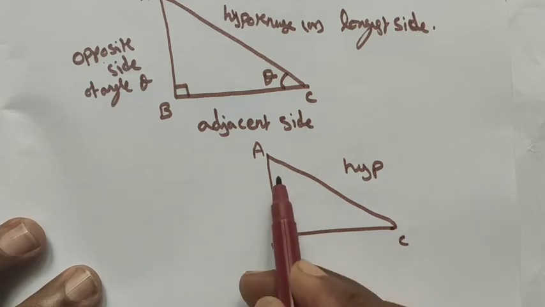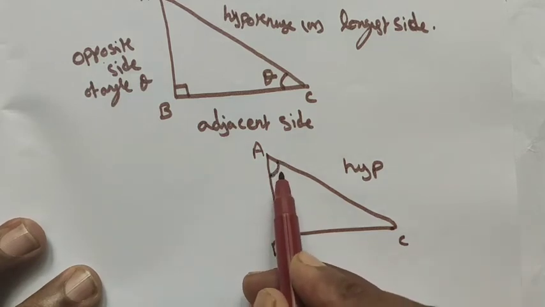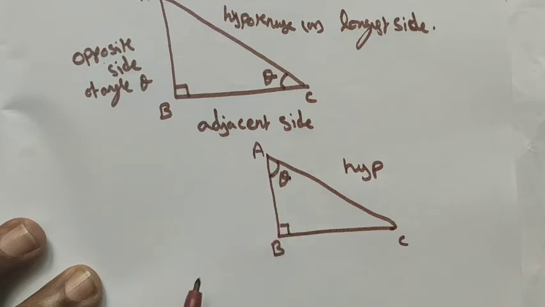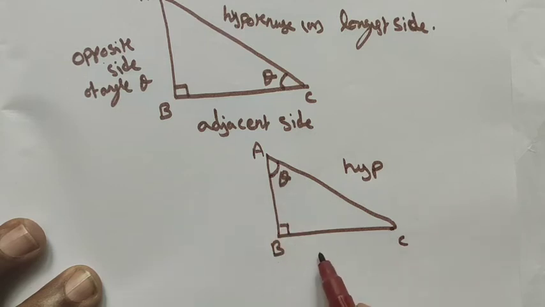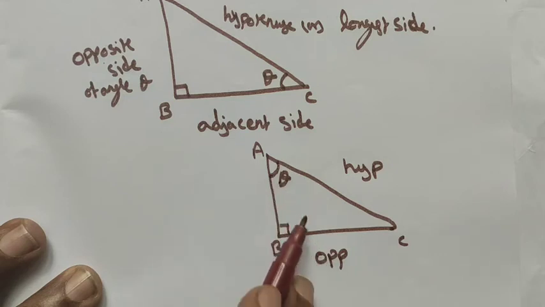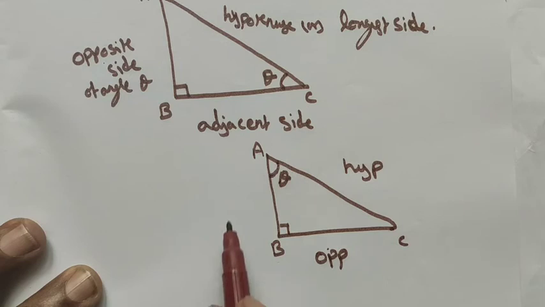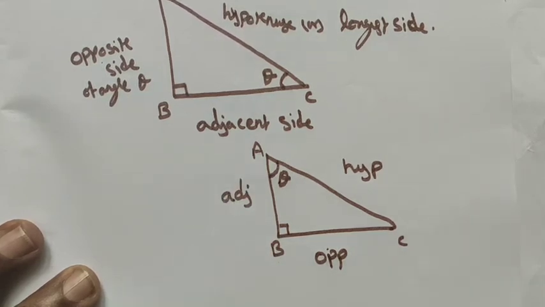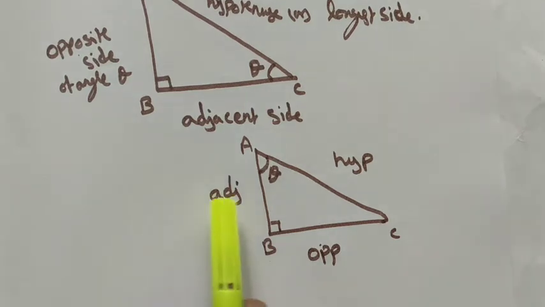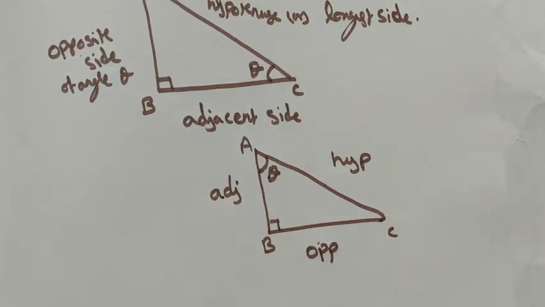And then if theta is marked here, which one is the opposite side? Opposite to the angle theta is the opposite side. So this is the opposite side. Opposite side we simply write as OPP, right? Opposite side is always located opposite to the angle, right? Then the remaining side is the adjacent side. The adjacent side we write simply as ADJ. This is very important, to identify the sides.